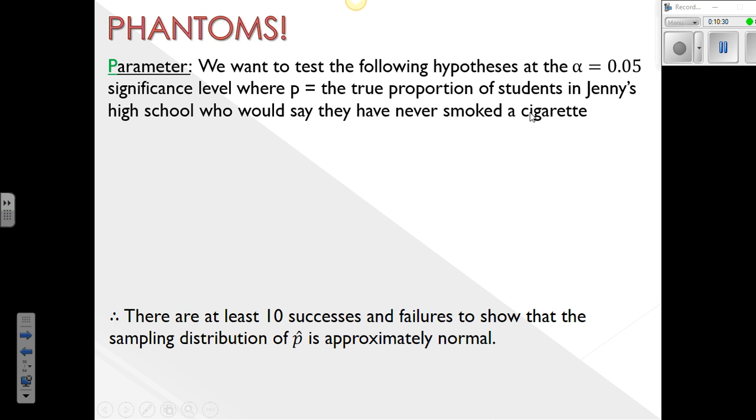What do we want to test here, folks? We want to test the following hypotheses at the alpha equals 0.05 significance level, where p is the true proportion of students in Jenny's high school who would say they have never smoked a cigarette.